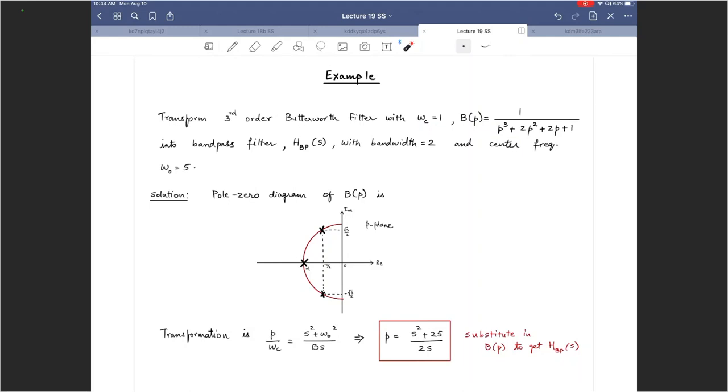And we are going to transform this into a band pass filter with the transfer function H sub BP of S with desired bandwidth of 2 and center frequency of 5. That's what we want to derive. How did we derive that equation?